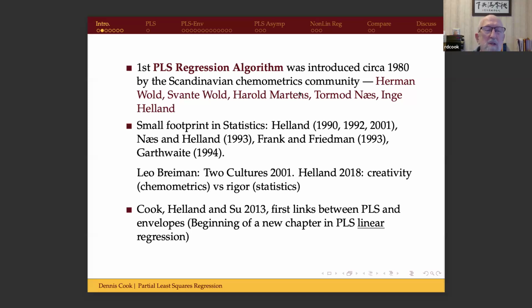The situation was kind of static, with little things appearing here and there in statistics, a lot of things appearing in chemometrics, and a lot of things going on in the applied sciences. That was until I published a paper with Inge Helland and Zhihua Su on the first links between partial least squares and envelopes. What this paper did in 2013 is it laid the foundations for the beginning of a new chapter in partial least squares linear regression. And that's what I'm going to tell you about first today, is how that paper and subsequent papers developed partial least squares.